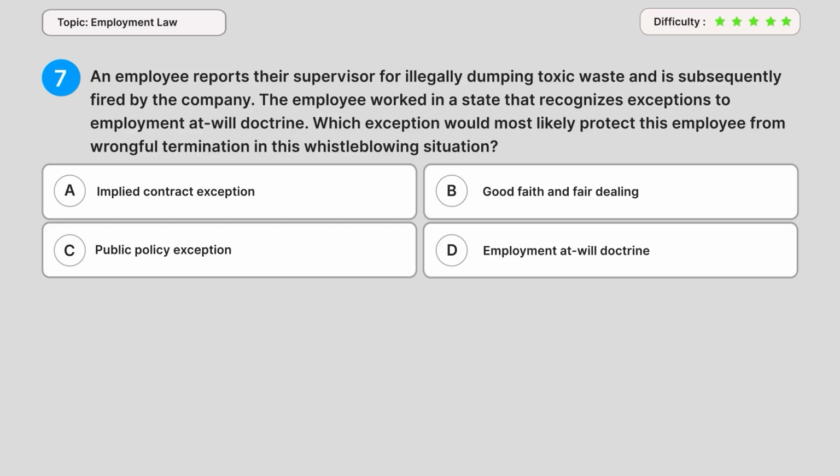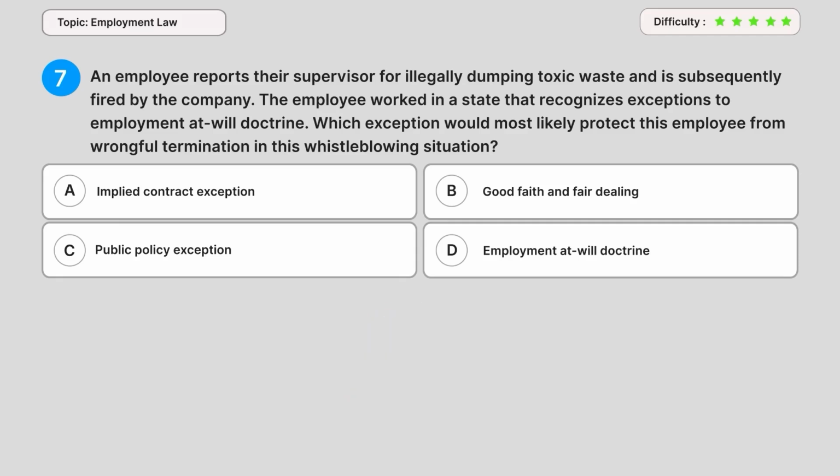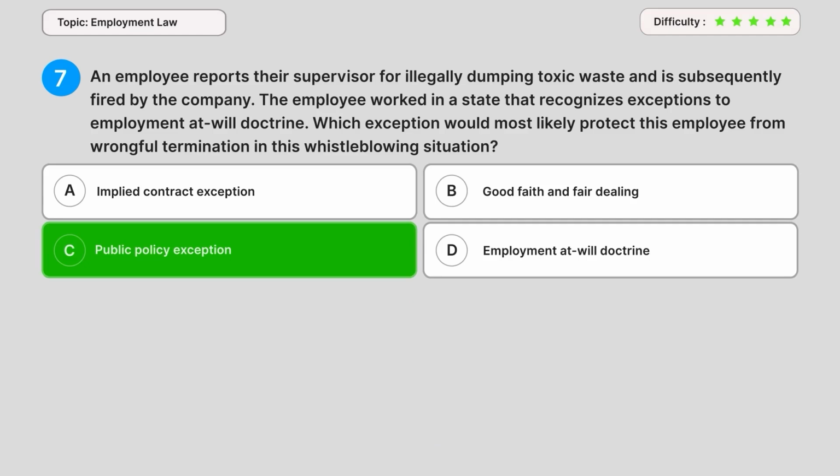A. Implied contract exception. B. Good faith and fair dealing. C. Public policy exception. D. Employment at will doctrine. Can you guess the answer? Correct answer, C. Public policy exception.